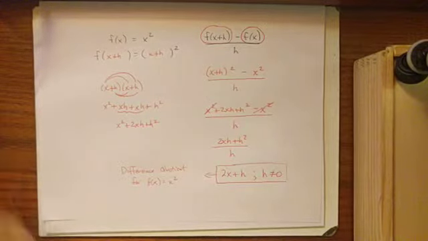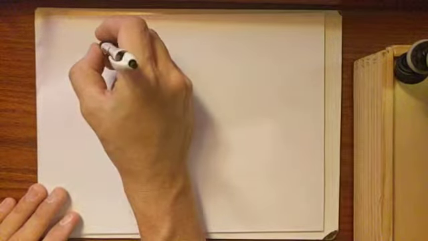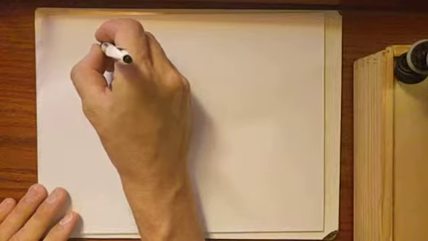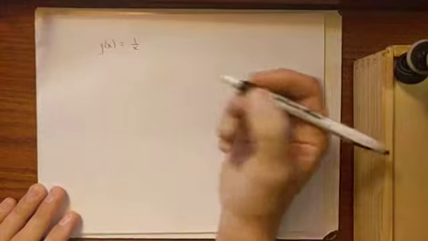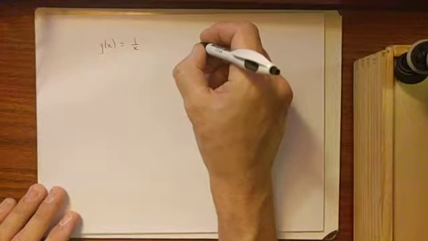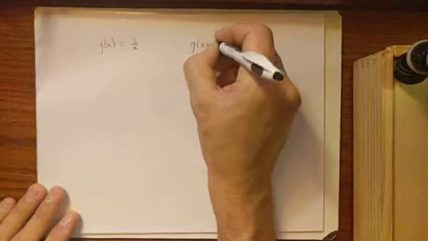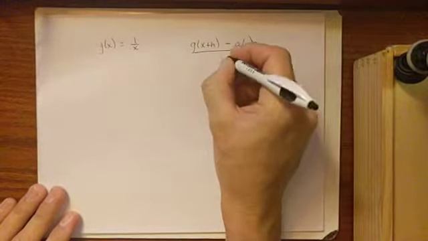And again, if I'm going too fast, the wonderful thing about videos is you can go back in time and rewind and replay stuff. Okay, we're going to do one more example here. Let's say that we have g of x equals 1 over x, and we want the difference quotient for this, right? So we're going to write down our difference quotient formula, and this time it's g of x plus h minus g of x over h.